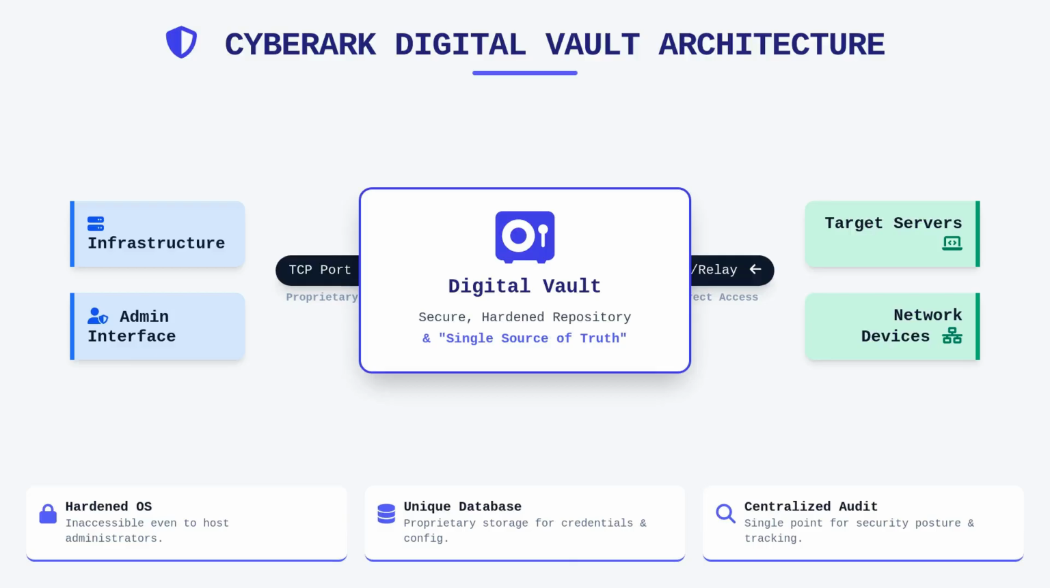Communication between other components and the vault occurs primarily over the secure, proprietary CyberArk protocol using TCP port 1858. Understanding this architecture requires recognizing that no component communicates directly with the target system. Instead, they act as proxies or intermediaries that receive instructions from the vault and relay them as needed. This design ensures that the vault remains the single source of truth, effectively centralizing the security posture and auditing functions across the entire enterprise environment.